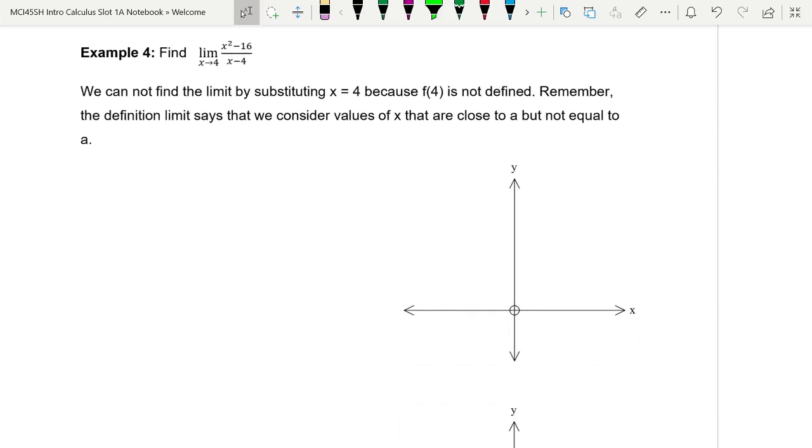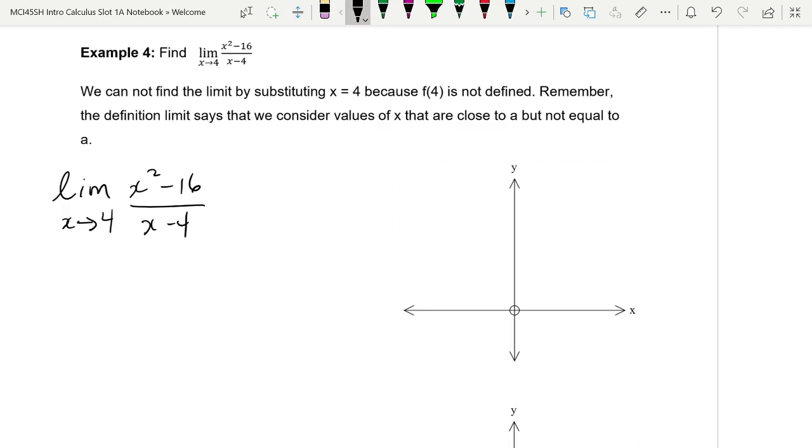We cannot find that limit by substituting x equals 4 because f of 4 doesn't exist. If I plug in a 4, I end up dividing by 0, and I can't do that. Remember, the definition of a limit says that we consider values of x that are close to but not equal to a. So this time, I'm going to take something out of my algebra toolkit. I'm going to look at the limit as x approaches 4 of this function. I'll call the function x squared minus 16 over x minus 4.